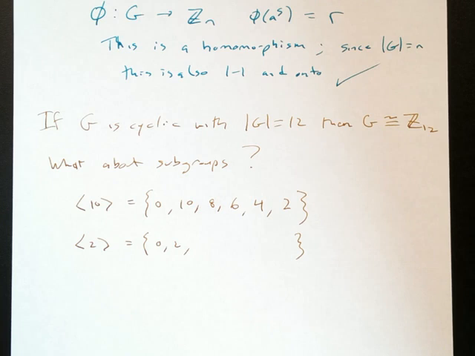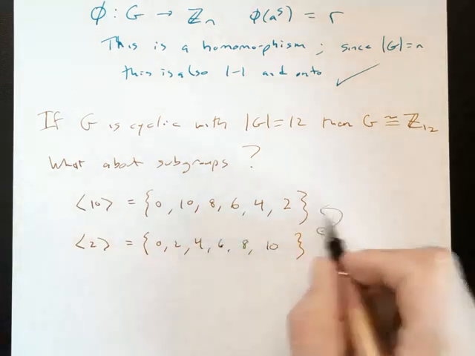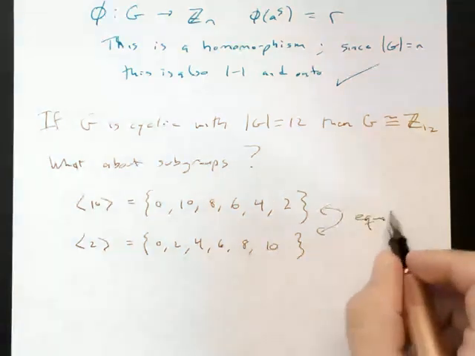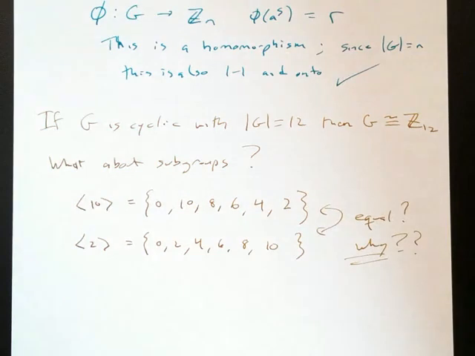If instead of starting with 10, I started with 2 and just said keep adding, what do I get? 4, 6, 8, 10. Do you include 12? I'm adding mod 12, so the remainder is 0. Jump back to 0. Aha! Hey, wait a minute. That's the same group. And now you can almost hear the plaintiveness in my voice. Why does that happen? I promise you this is not coincidence.